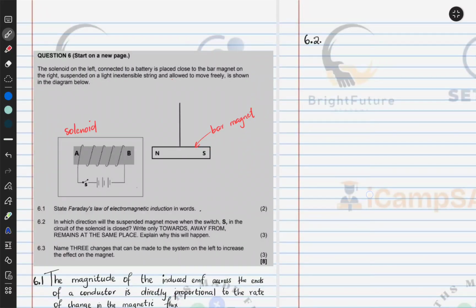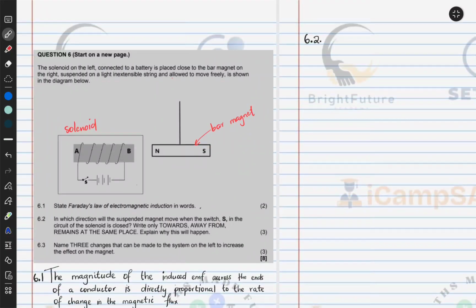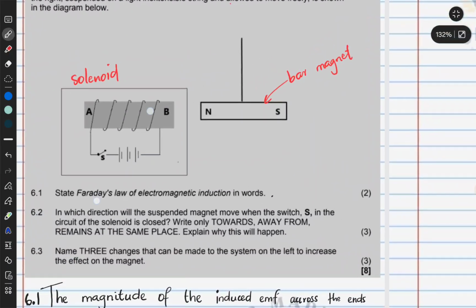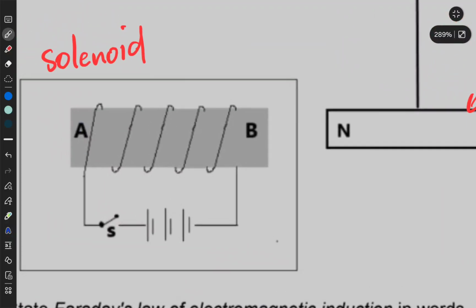With 6.2, we are asked in which direction will the suspended magnet move when the switch in the circuit of the solenoid is closed. Options: towards, away from, or remains at the same place. Explain why this will happen. So let's go to our solenoid. We are being told that this switch will be closed.